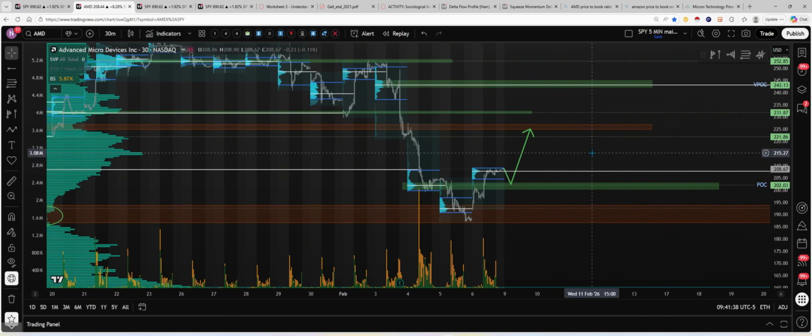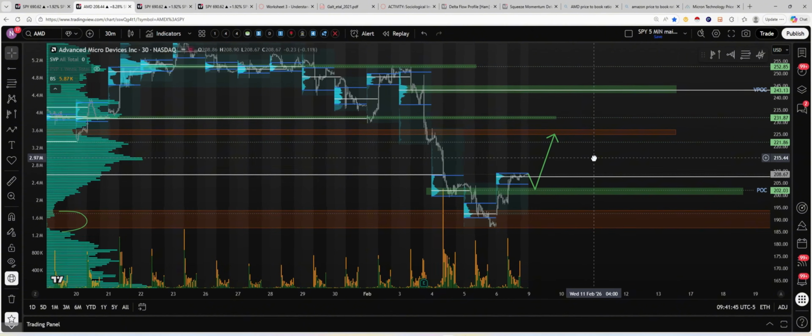I don't often trade AMD. I'm usually on SPY, but I saw this and thought it was a really good setup. So that's something I'm going to be watching.